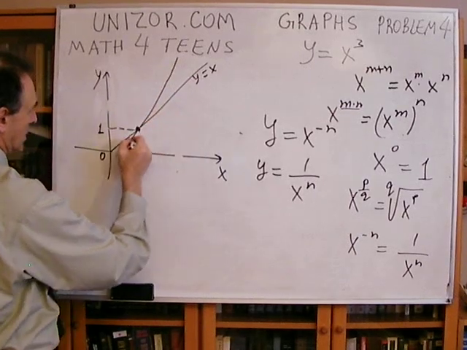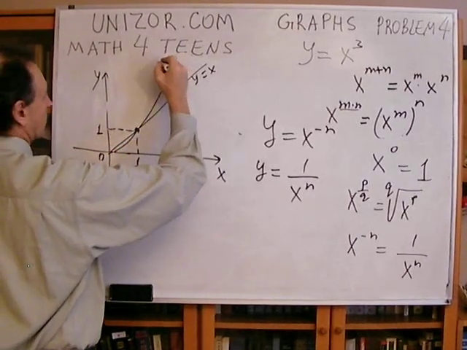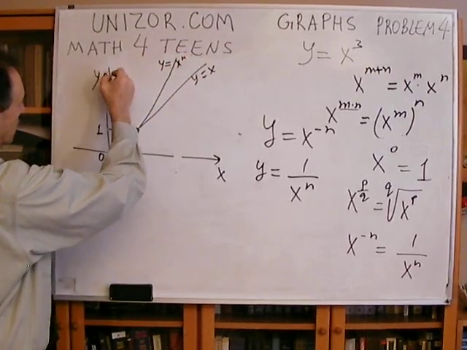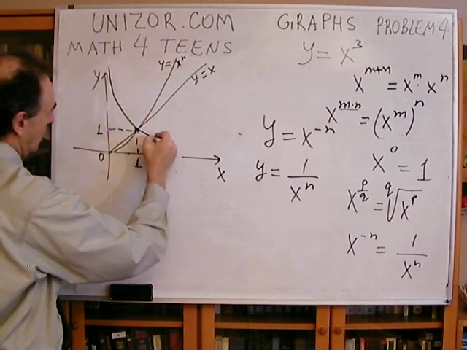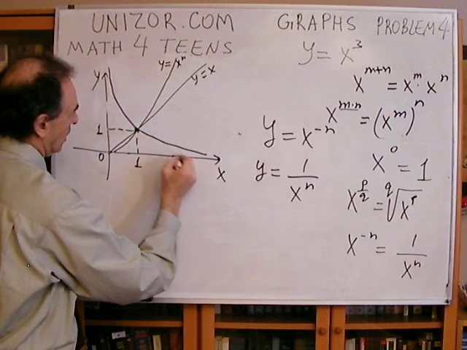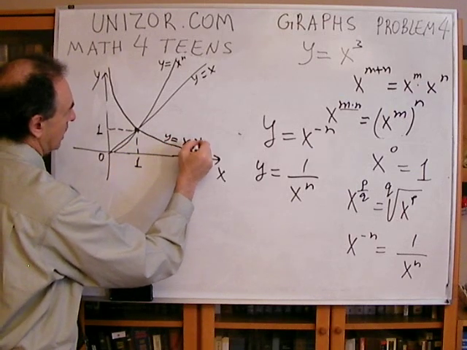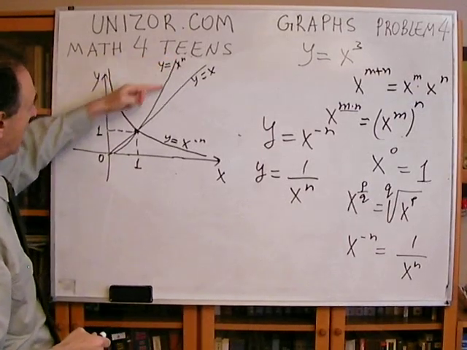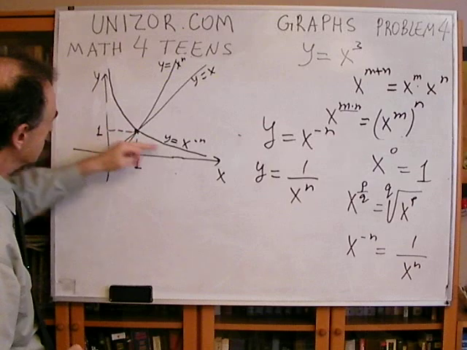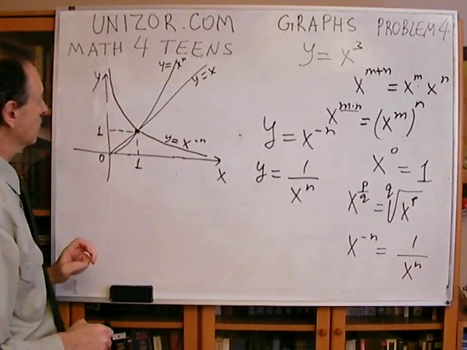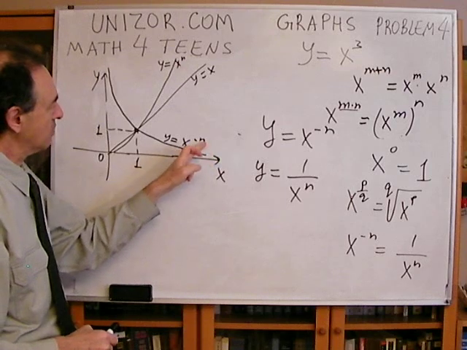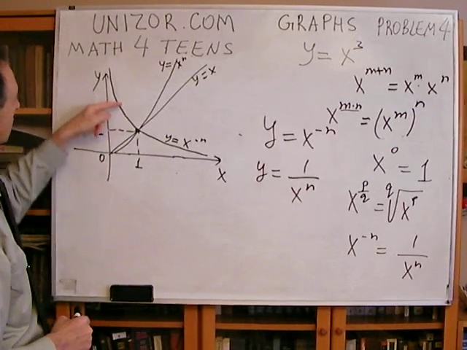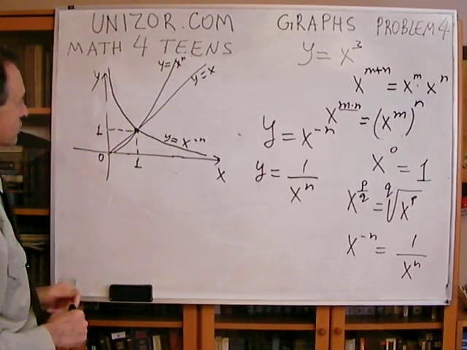This is y is equal to x to the nth degree. And here we have, from plus infinity, it goes to 1, 1, and then goes down to 0. This is my y equals x to the minus n. So if I divide 1 by this function, I will get this function. Again, they meet at 1, 1, and then x to the minus n goes to 0 as x goes to infinity, and it goes to plus infinity if x goes to 0.